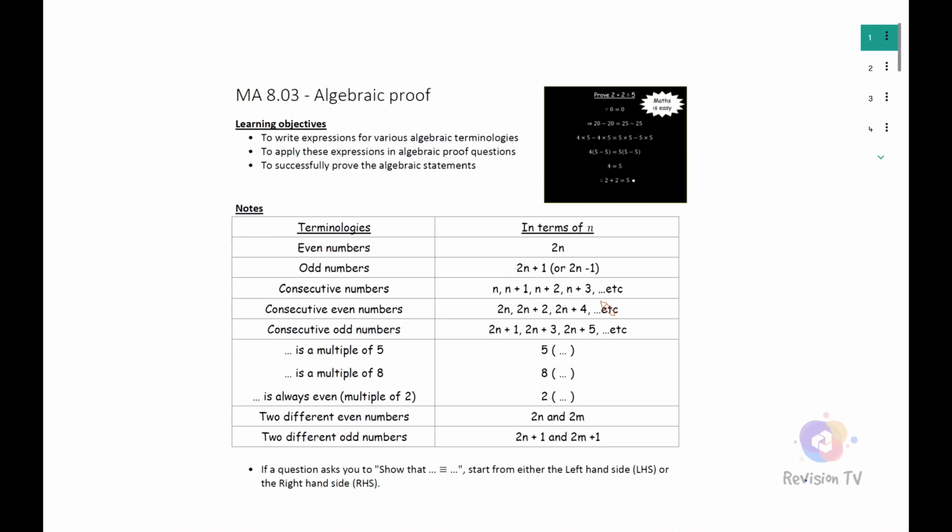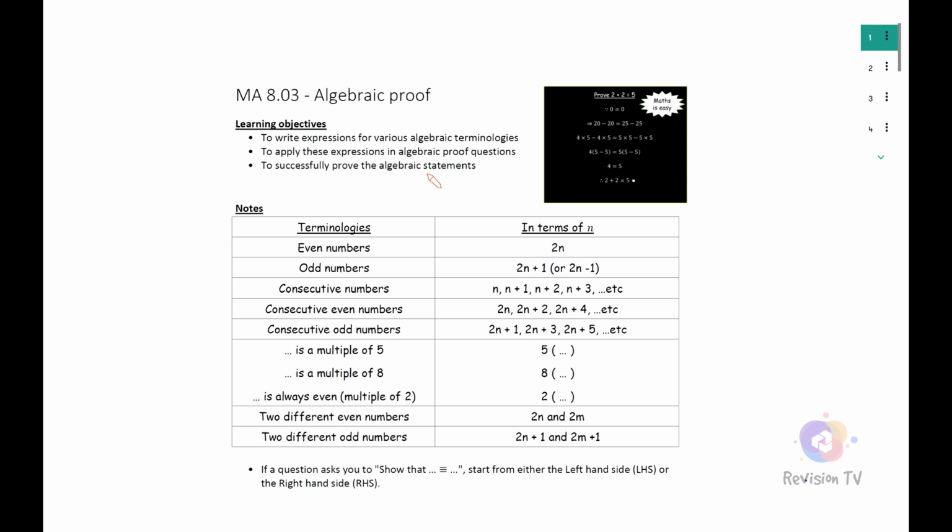This lesson, we're going through one of the topics that is the most satisfying to do when done correctly, of course, which is algebraic proof. The learning objective today is to know how to write expressions for various algebraic terminologies. We're going to apply these expressions in algebraic proof questions, and obviously we want to prove them successfully.